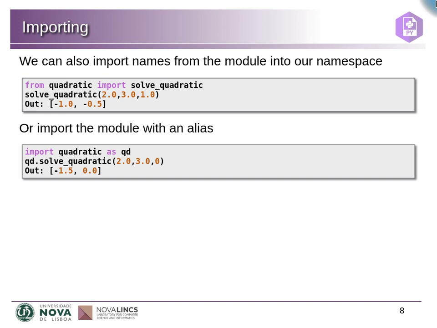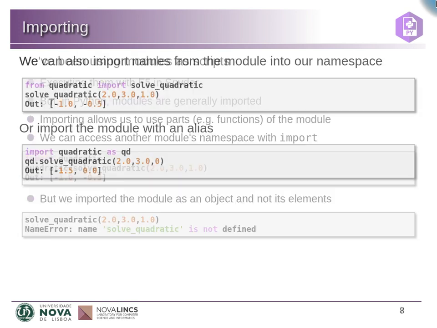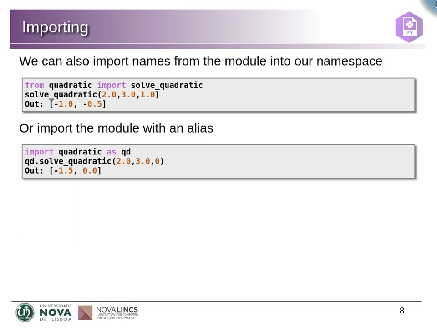In this case, we're importing the quadratic module, but the name we give it in our own namespace is this QD. So now we can do the same like we did here, but instead of using quadratic, we use QD and we refer to that module. So basically, you can import modules, you can change the name that you import while keeping the reference to what you're importing, or you can import specific elements from other modules.